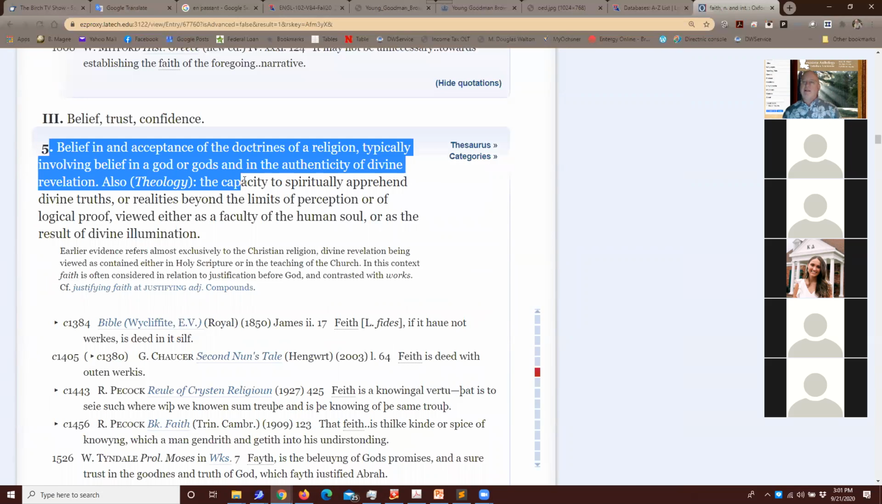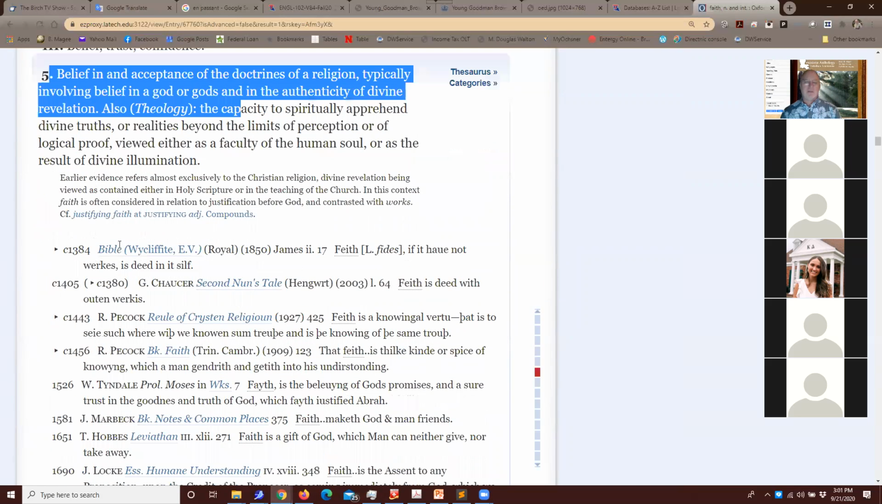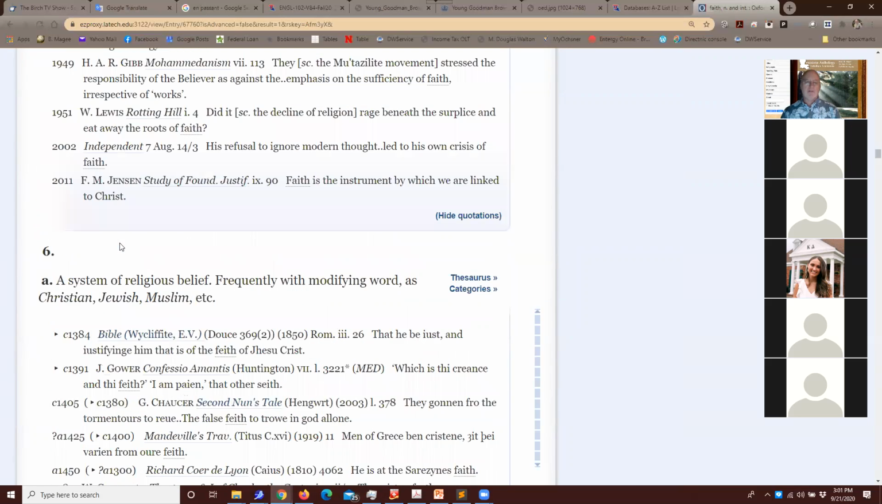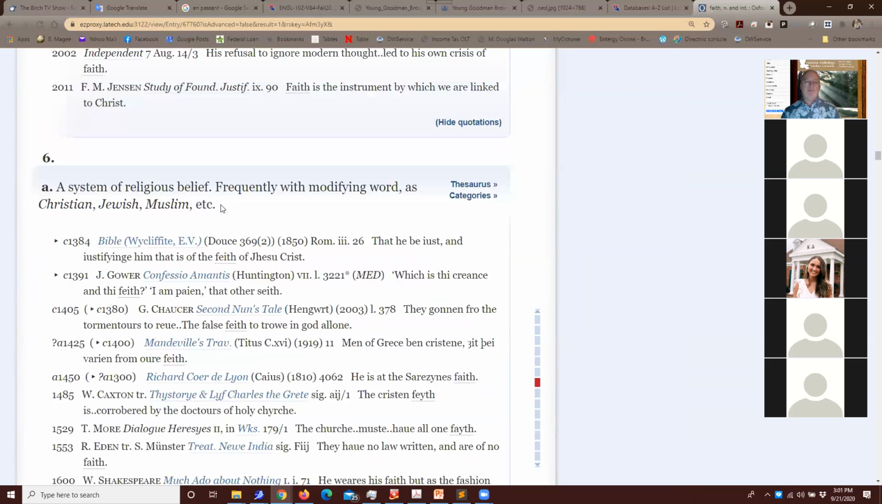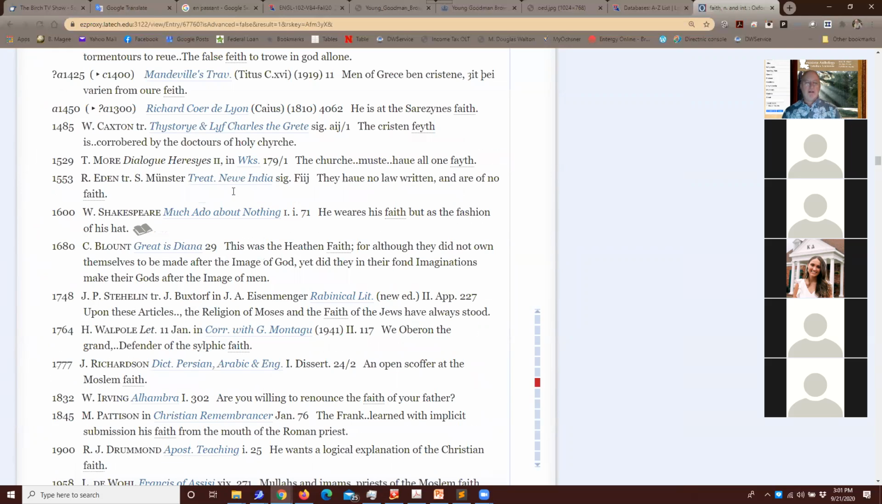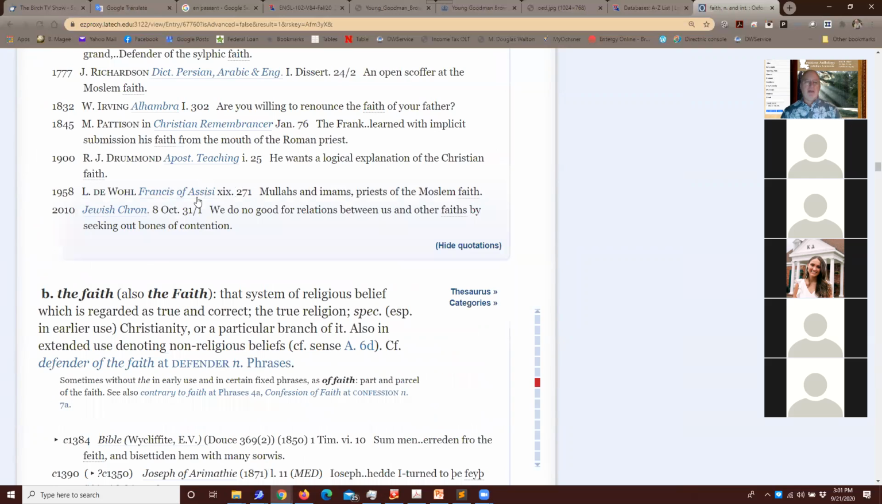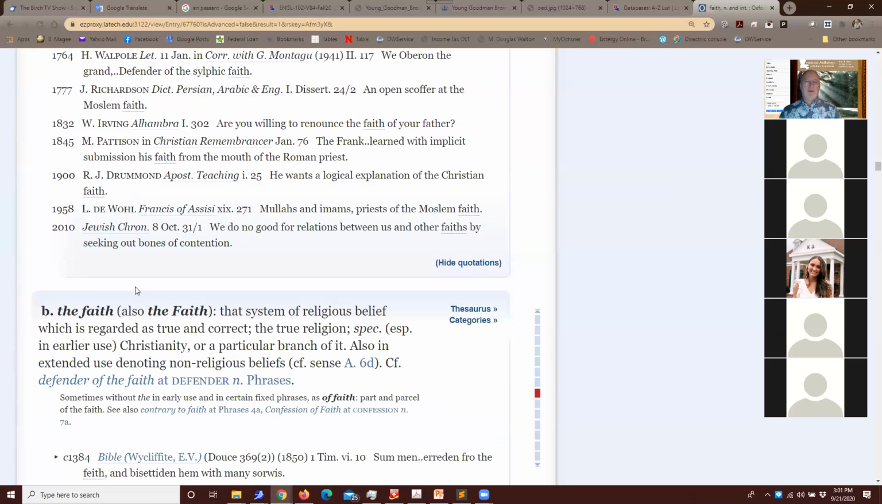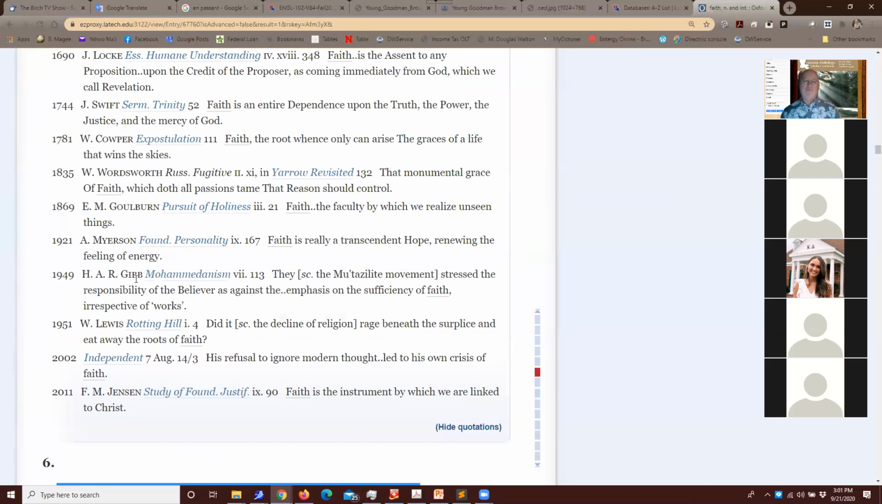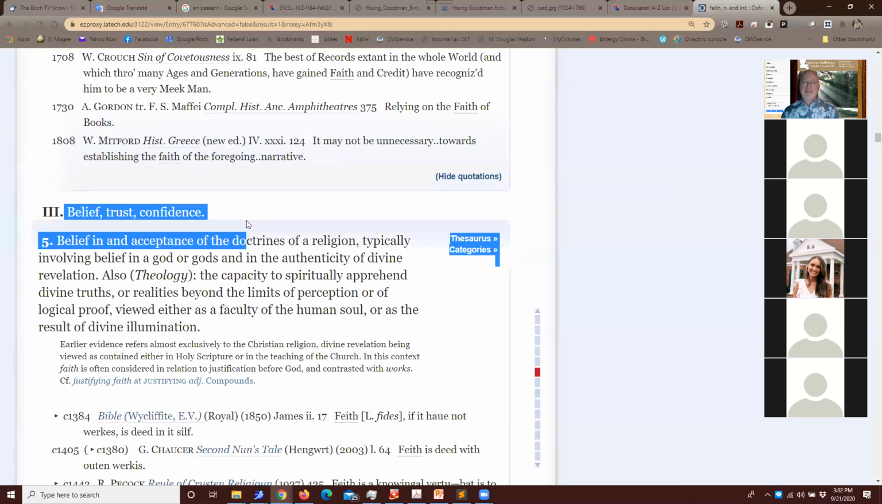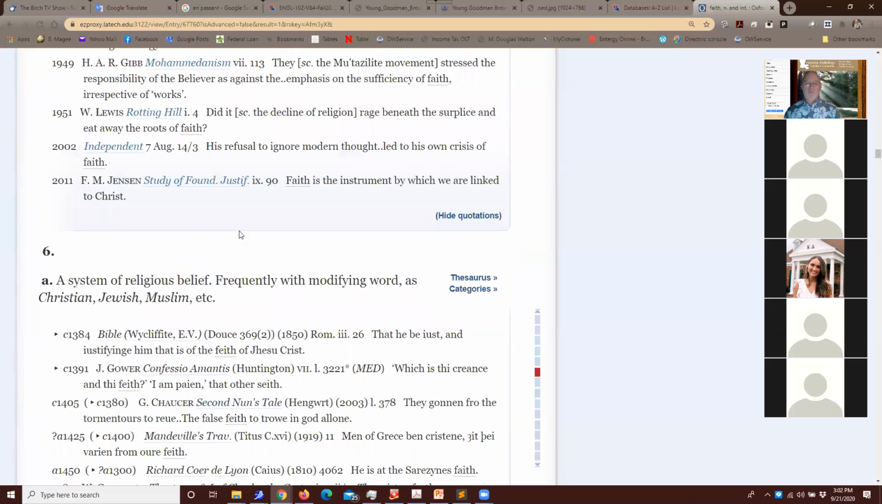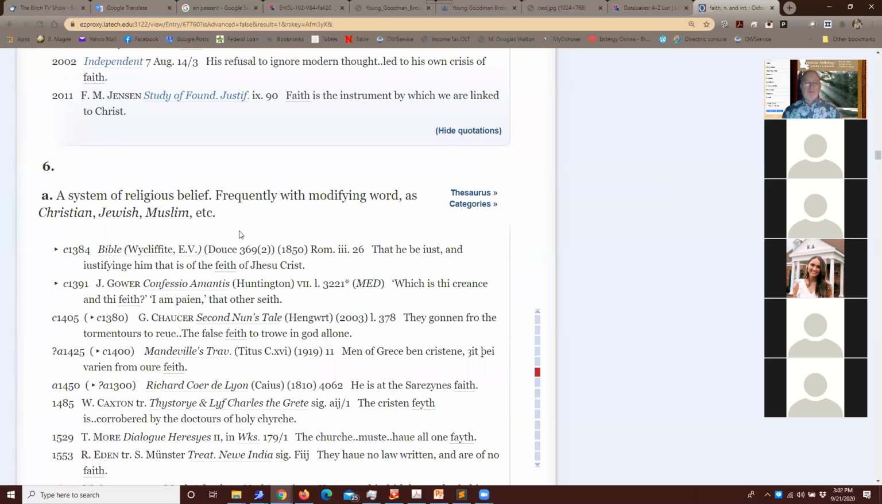This is simply the doctrines, the catechism that teaches the doctrines of Calvinism, if you're a Calvinist. Oh, here we go, a system of belief. That's what that means. And the faith, as in the Christian faith, or whatever religion you're in. So belief, trust, confidence, that's getting closer to what we mean in Young Goodman Brown by faith.